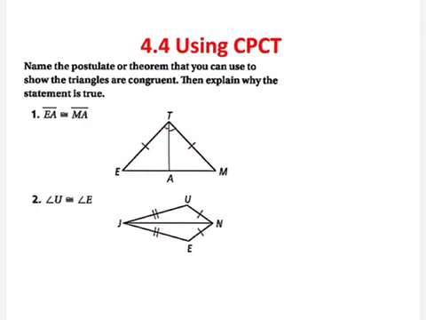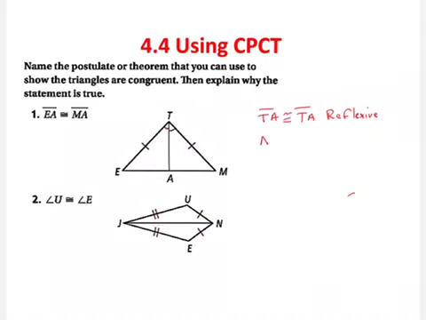Here we want to name the postulate or theorem that you can use to show the triangles are congruent, and then explain why the statement is true. So basically we're writing a shorthand proof here. So right now I have side, angle, and I probably need another side. So for the first problem, I can prove that TA is congruent to TA using the reflexive property.